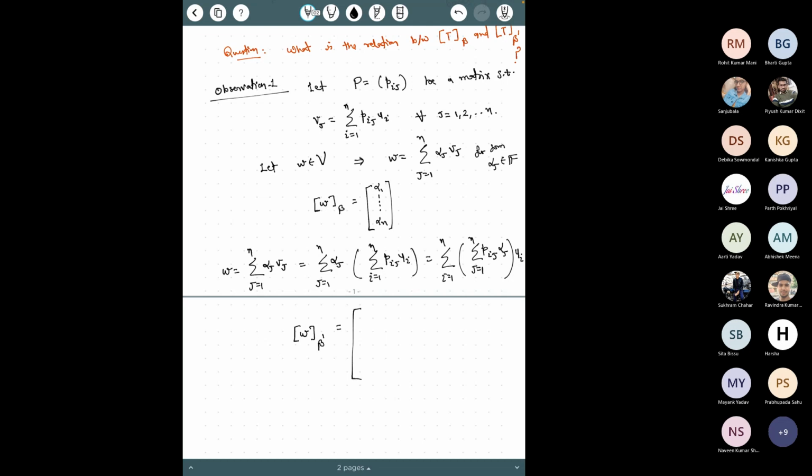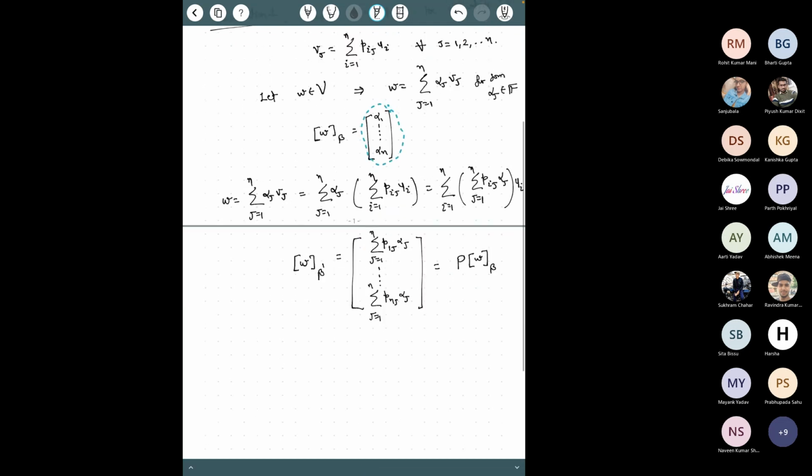So this would be like a summation. The first entry would be the summation over j equal to 1 to n of p1j alpha j, and so on. Similarly, the last entry would be the summation over j equal to 1 to n of pnj alpha j. But what is this vector? This is the product of P and the matrix of W with respect to B, right? So it's the product of P and these alphas.